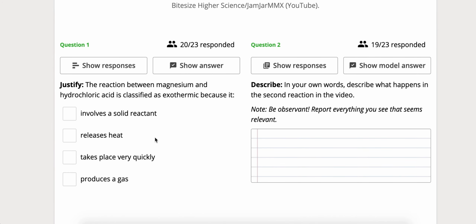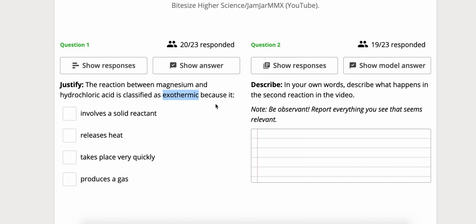So, relating to all that we've just talked about, there are a few questions to answer. Question number 1. The reaction between magnesium and hydrochloric acid is classified as exothermic because it A. involves a solid reactant, B. releases heat, C. takes place very quickly, or D. produces gas.